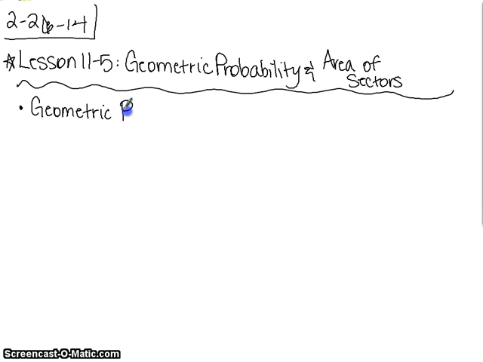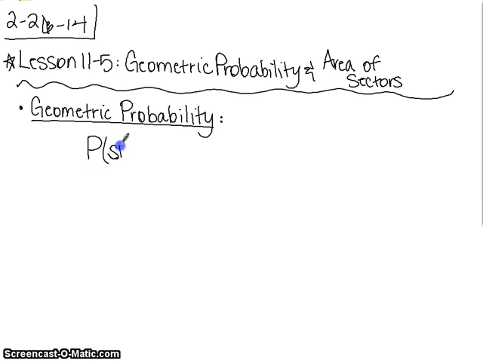Now, I think most of you, all of you, know that probability in general, very generally speaking, in order to figure out the probability of something happening, you take the chances of that happening, or the amount that you want, divided by the total. Okay?